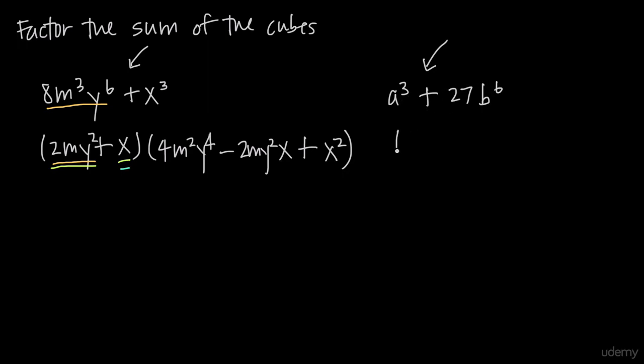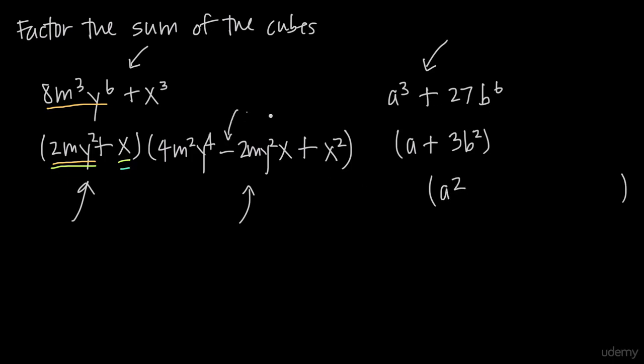So the first thing we want to do is draw our parentheses for this first term that we had here. We're going to take the cube root of a³ and get a. Then we're always going to add. Then we're going to take the cube root of 27b⁶, which is going to be 3b², because the cube root of 27 is 3, and the cube root of b⁶ is b². Then we're going to multiply that by the trinomial here. And remember, what do we have to multiply by a in order to get a³? That's a², so that's the first term.